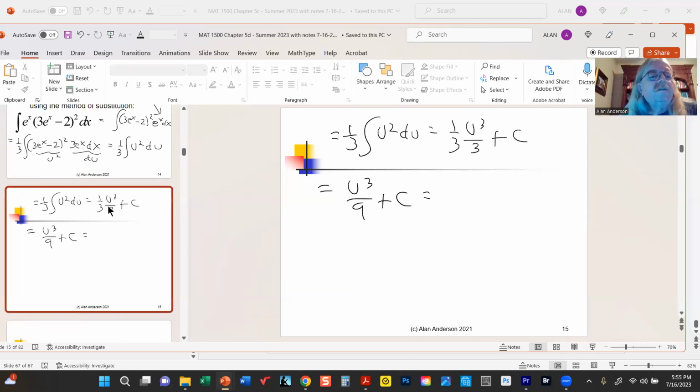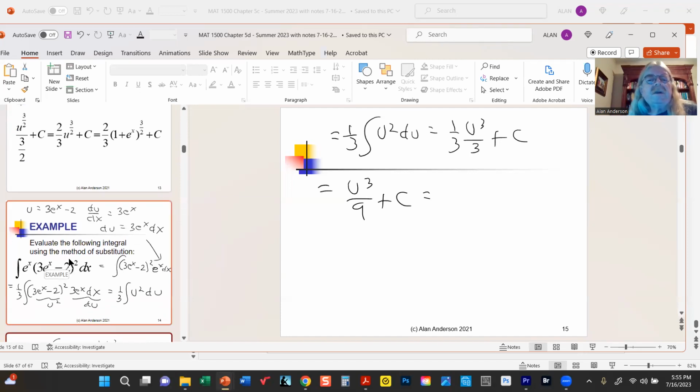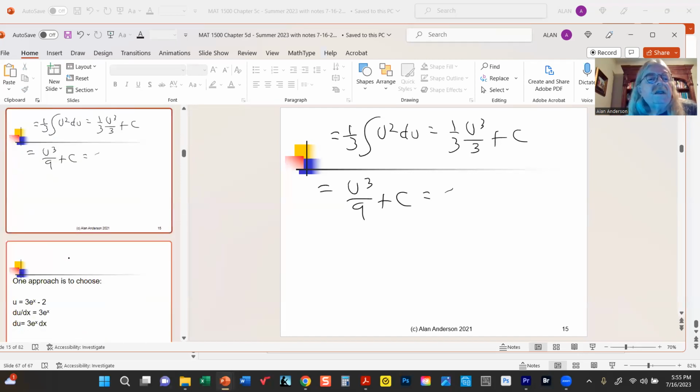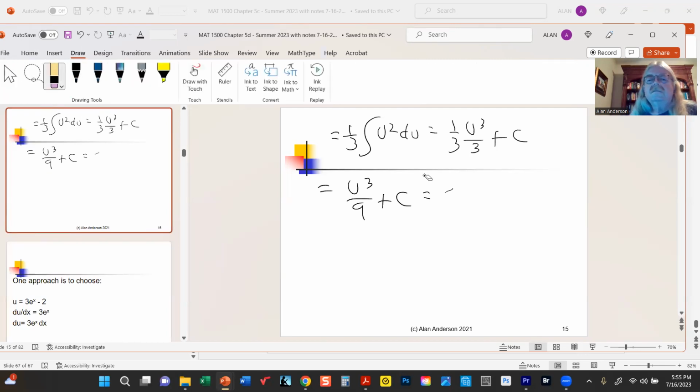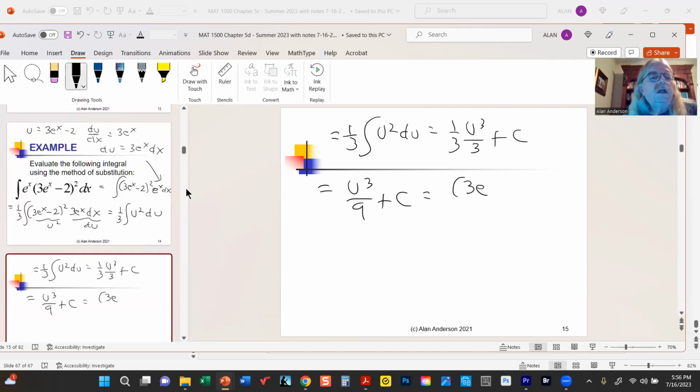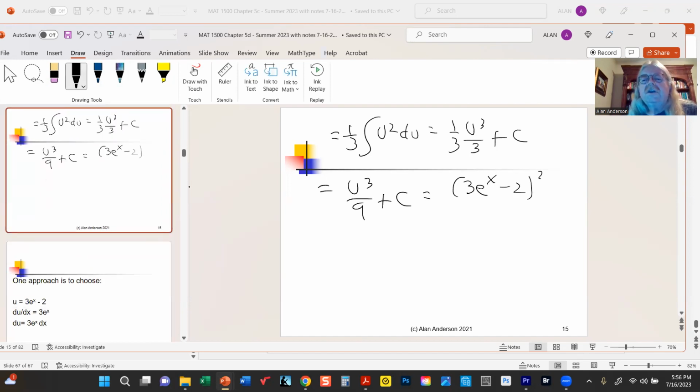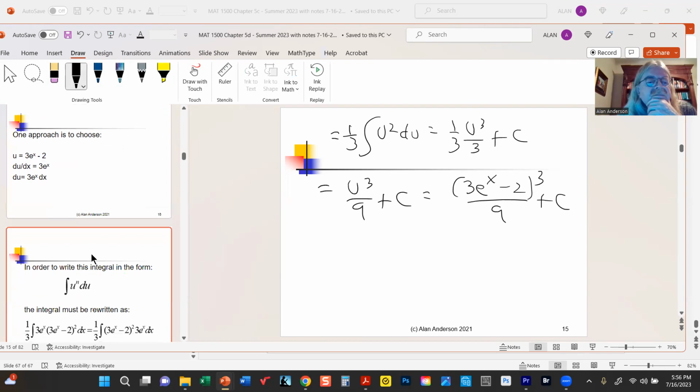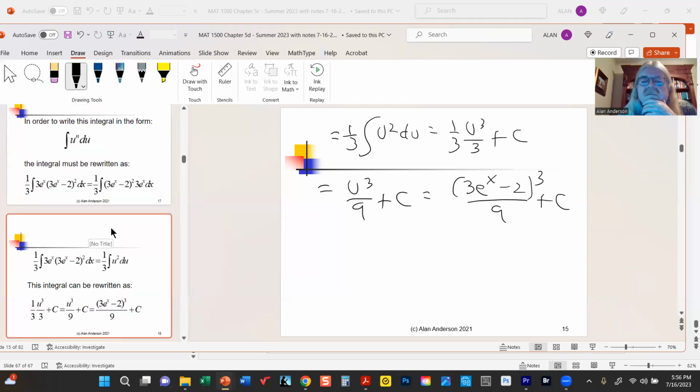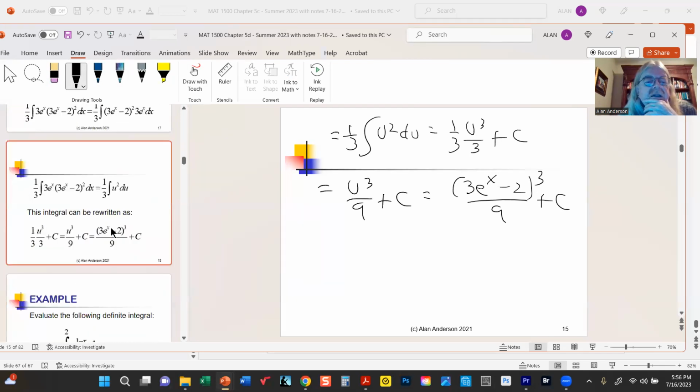And u itself is, remember, we decided u would be 3e to the x minus 2, so we have (3e to the x minus 2) cubed over 9 plus c. Not bad.